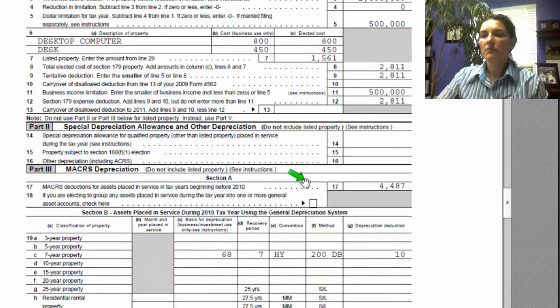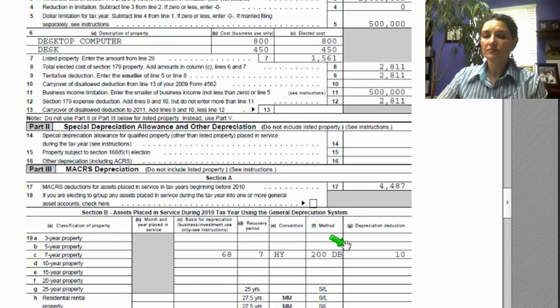Then on line 17 we enter the amount of depreciation being claimed on that commercial building of $4,487. On line 19, the only entry we're going to make is for the cell phone, and the depreciable basis for that cell phone is $68. It is 7-year property. We apply a half-year convention, and it is 200% declining balance, and that gives us a first-year deduction of $10.